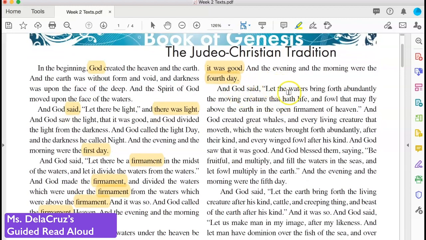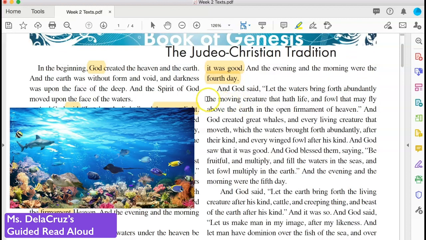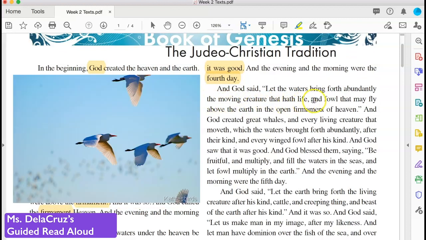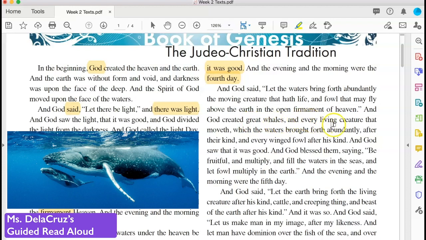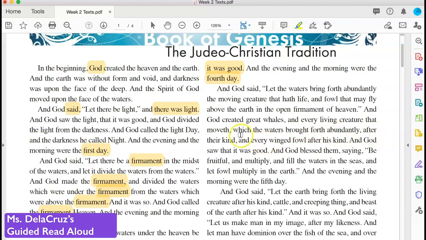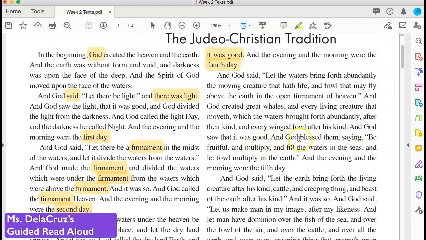And God said, "Let the waters bring forth abundantly the moving creature that hath life, and the fowl that may fly above the earth in the open firmament of heaven." And God created great whales, and every living creature that moveth, which the waters brought forth abundantly, after their kind, and every winged fowl after his kind. And God saw that it was good. And God blessed them, saying, "Be fruitful, and multiply, and fill the waters and the sea, and let fowl multiply in earth." And the evening and the morning were the fifth day.